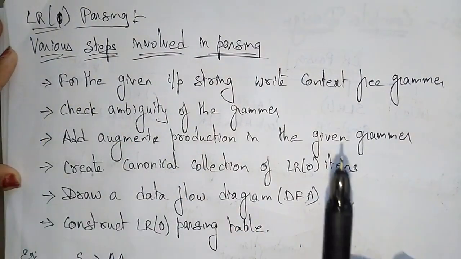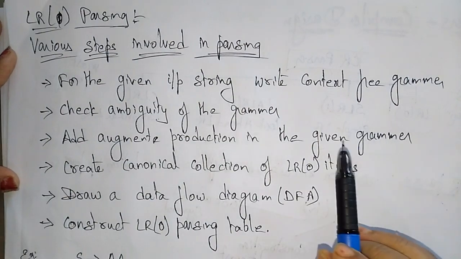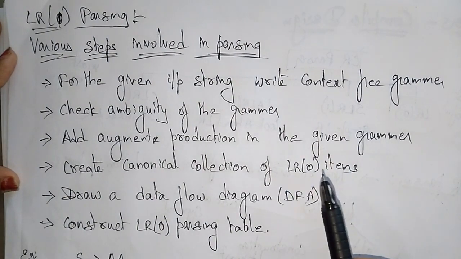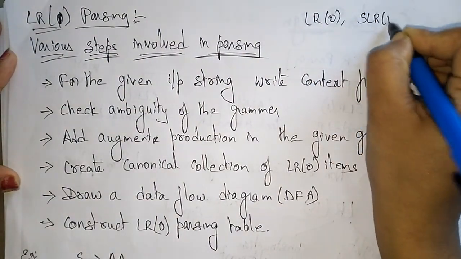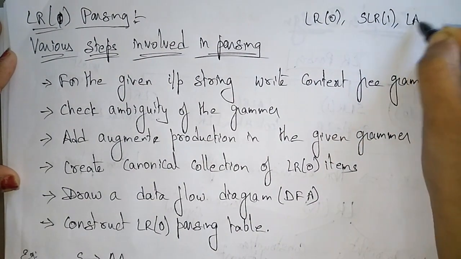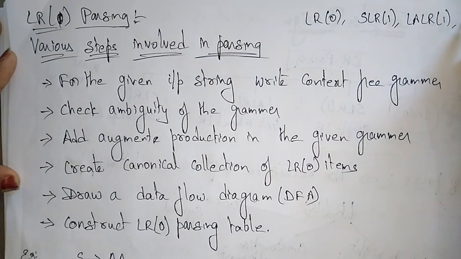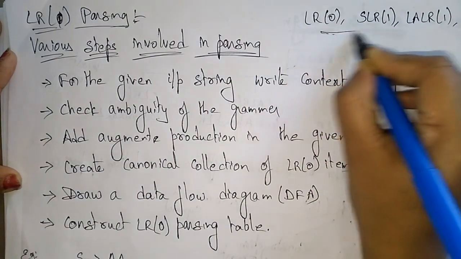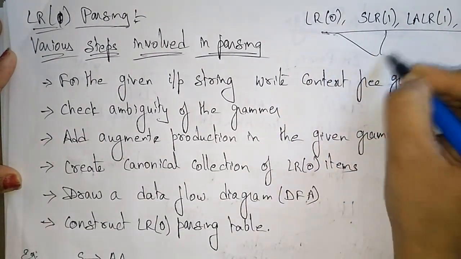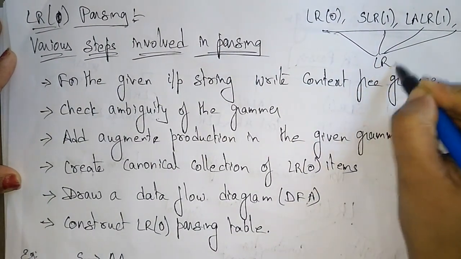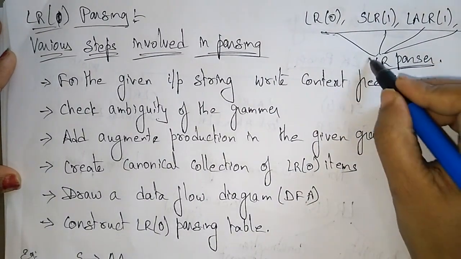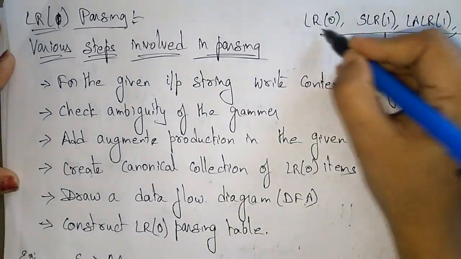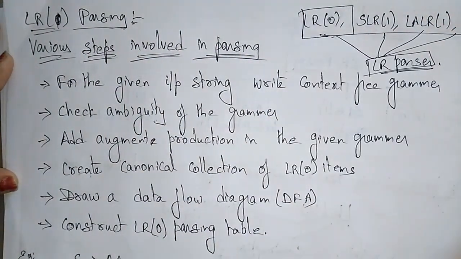Now the concept is LR0 parsing, the first one among the LR parsers: LR0, SLR1, LALR1, CLR1. These are the different algorithms we call LR parsers. In the previous video I explained what exactly the LR parser is. Now let's see what LR0 is.